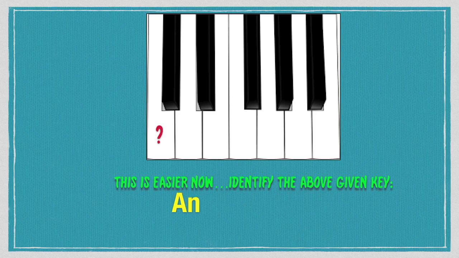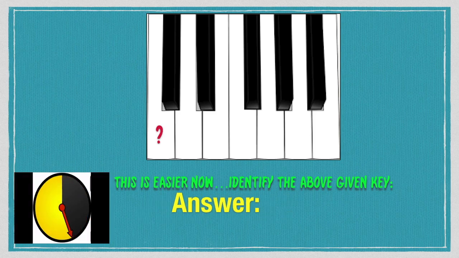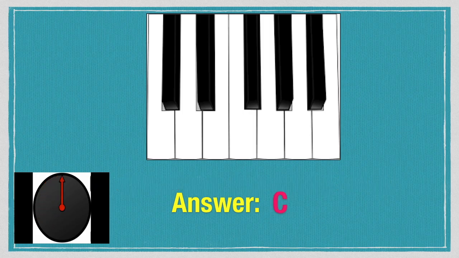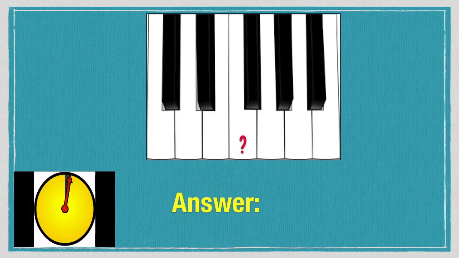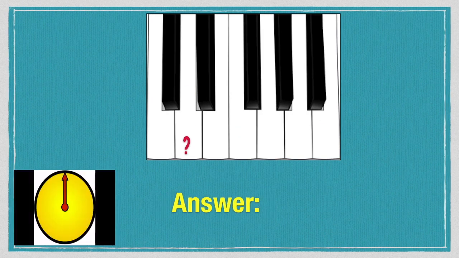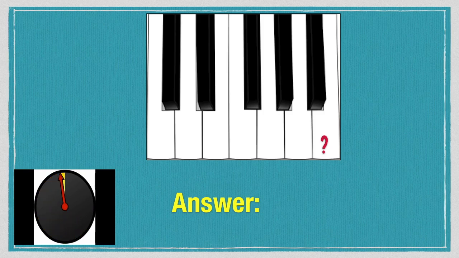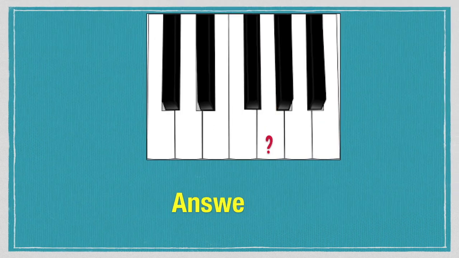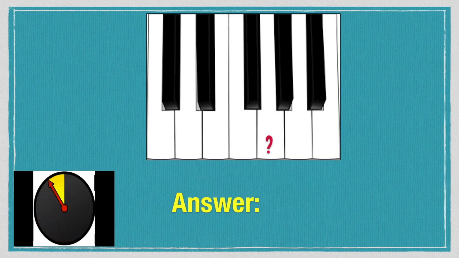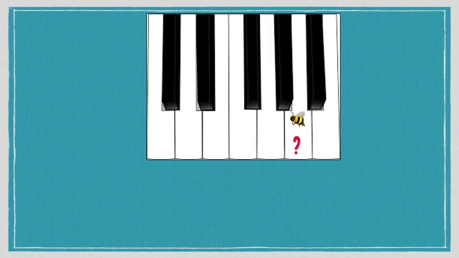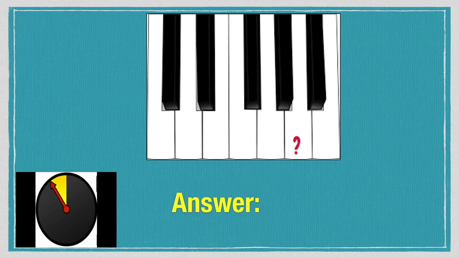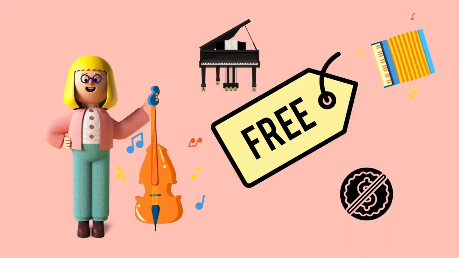This is easier now. Identify the above given key. The answer is C. The answer is F. The answer is D. The answer is B. The answer is G. The answer is A.